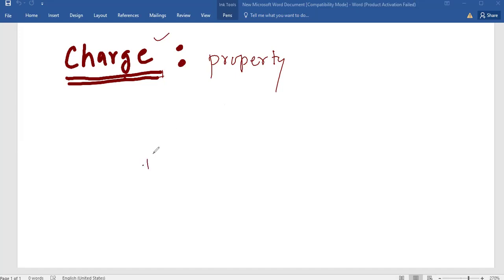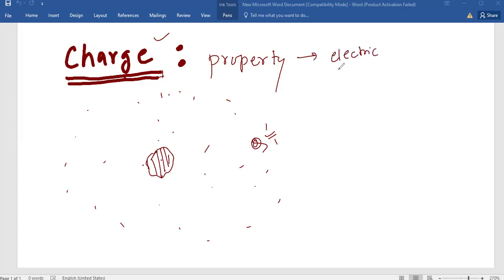So if there is a body which has some charge, then if you place this object in space, it will modify the space around it in such a way that if any other charge comes near to this, then this charge which has just entered into the electric field will be either attracted or repelled away from this main source charge. So it is the property which creates electric field around it. That is called charge.